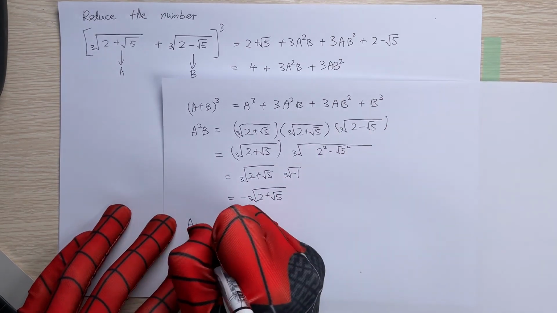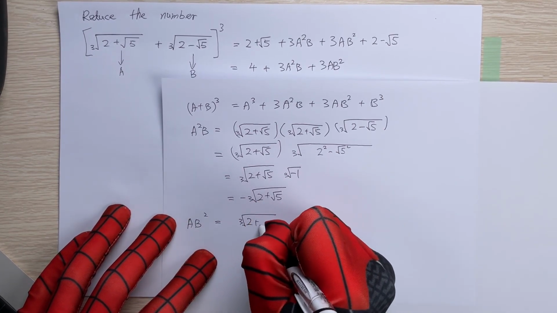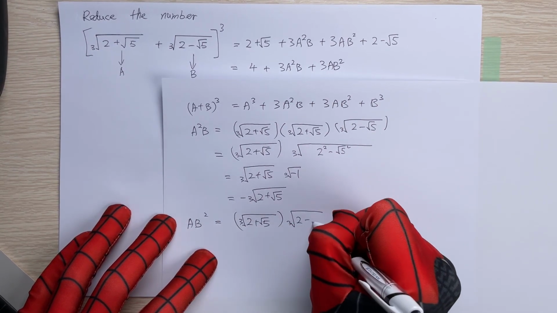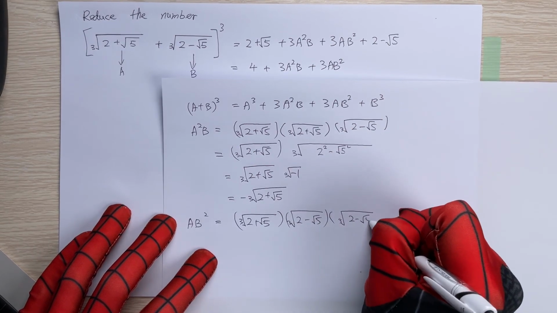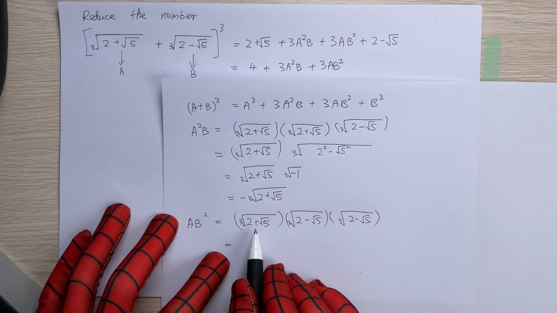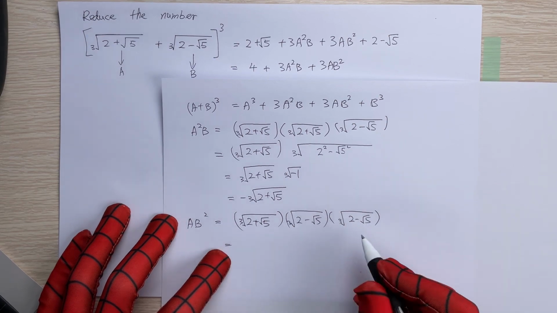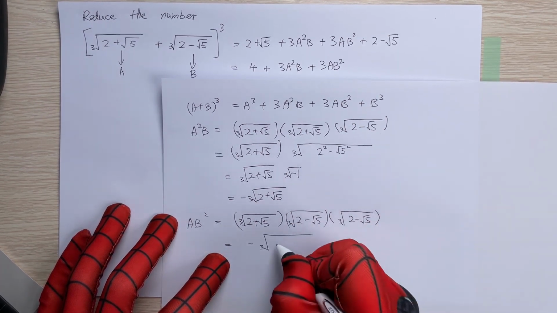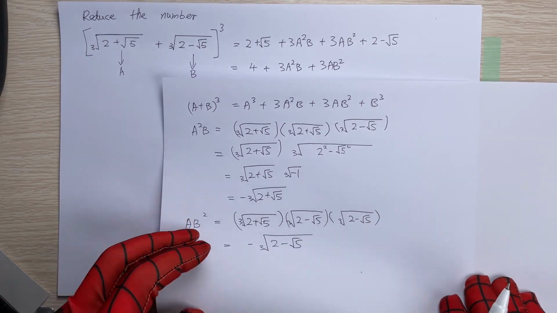What about ab squared? Similarly, just to write this out, a times b squared. And of course, now you know the trick, so I'm going to combine these two. Again, difference of two squares. So we have 4 minus 5, which is negative 1. The cube root of negative 1 is minus 1, so this term is minus the cube root of 2 minus square root 5. So we have the answers for those two terms.